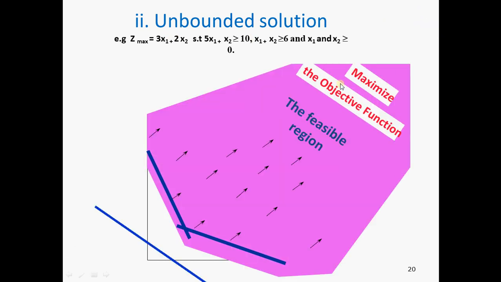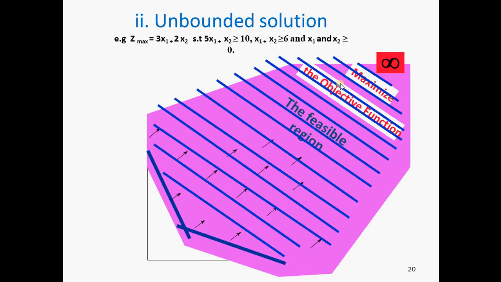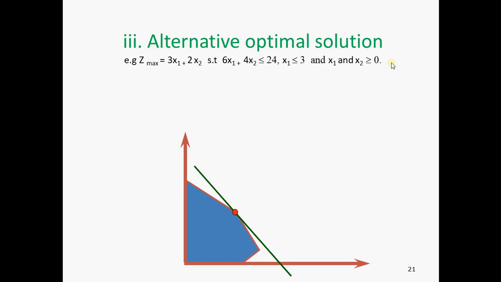If you keep on increasing the values of x1 and x2, the feasible region is unbounded. The feasible region itself is unbounded. So the value of the objective function z is maximum only at infinity. This is the unbounded case. Then the alternative optimal solution.